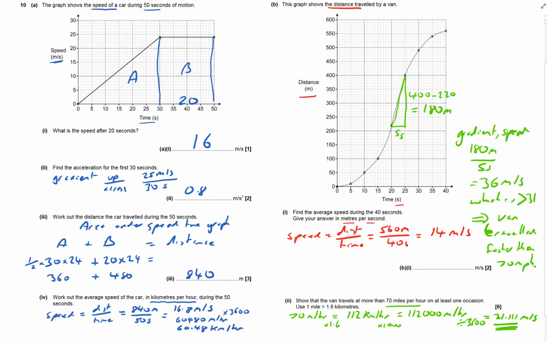A little bit squished. The key thing here, though, is to know that the gradient of a speed time graph gives us the acceleration, and you can see the units: meters per second is the upwards bit, the speed, divided by seconds will give us meters per second squared. The area underneath the graph gives us our distance, and for our distance time graph, the gradient gives us the speed. And you can see again how the units work. And that's question 10 done.